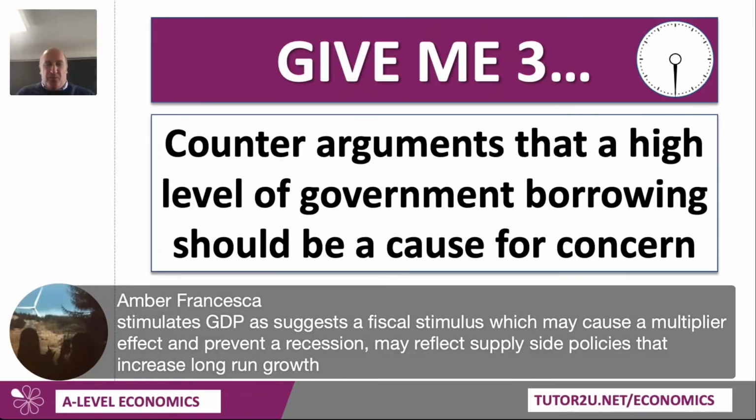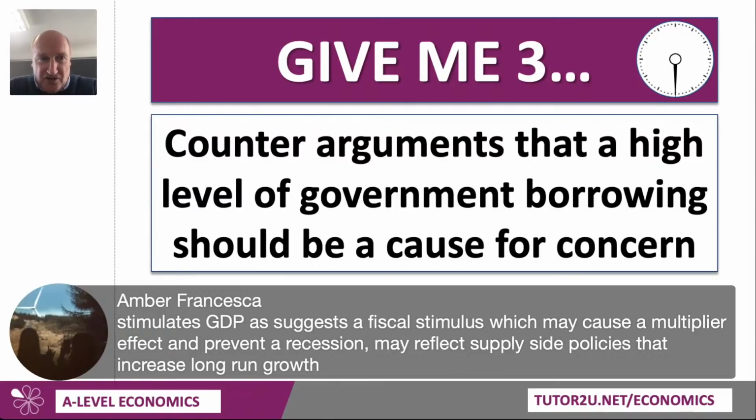Okay, can we? Amber's point is brilliant. If we can keep that on the screen, and thank you for this one, Amber. It stimulates GDP, as it suggests a fiscal stimulus, which I would add may cause a positive fiscal multiplier effect and prevent recession. And it also may reflect supply side policies that increase long-term growth. In other words, the borrowing might be the result of increased investment, particularly in infrastructure. Great point. And so many more points coming through.